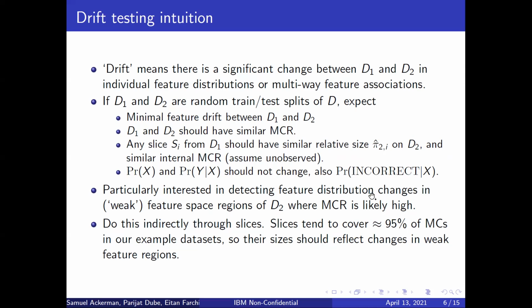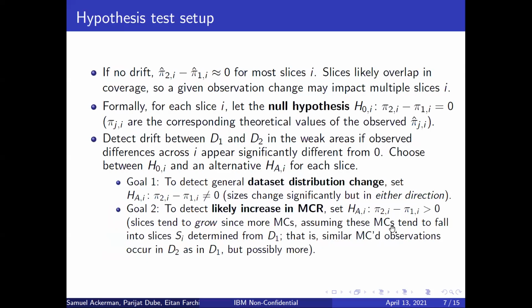And in this work, we're interested in detecting these distribution changes, particularly in the weak regions where the model is likely to have high MCR. We do this via slices, because if the slices target these misclassifications, and in our experiments we see that they tend to cover the vast majority of them, then we can see changes in the weak areas through changes in the slices. For our hypothesis test setup, if there's no drift, the slice size should be similar. So the difference between them for every slice should be approximately 0.